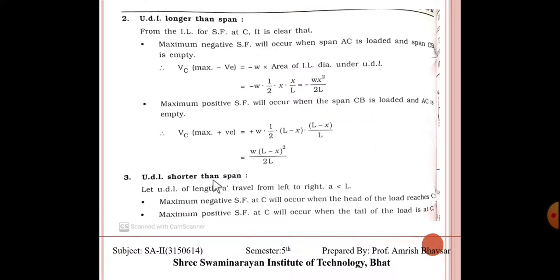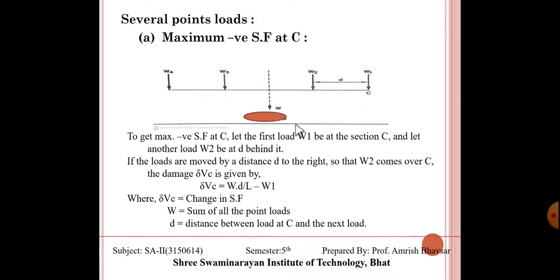When the UDL is shorter than the span, that is, a is less than L, then it will give us a different position, the same as we discussed. Now, several point loads: the maximum shear force at C.